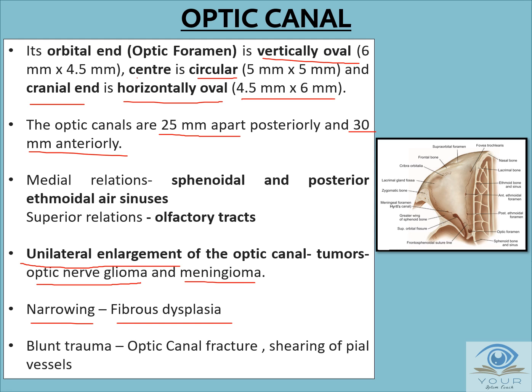Blunt trauma to the optic canal can cause fracture of the optic canal and shearing of the pial vessels, which can eventually lead to optic atrophy.